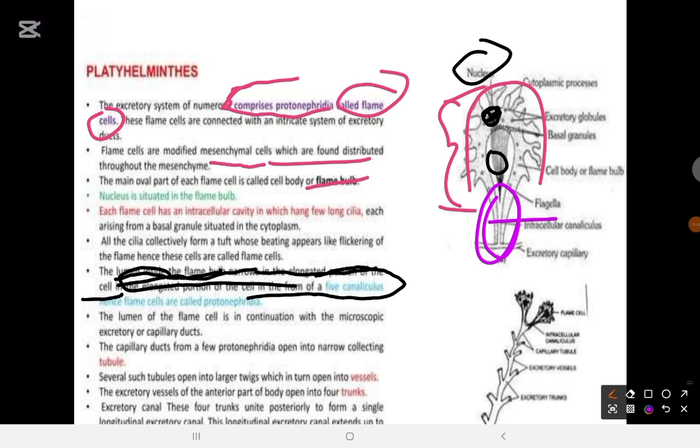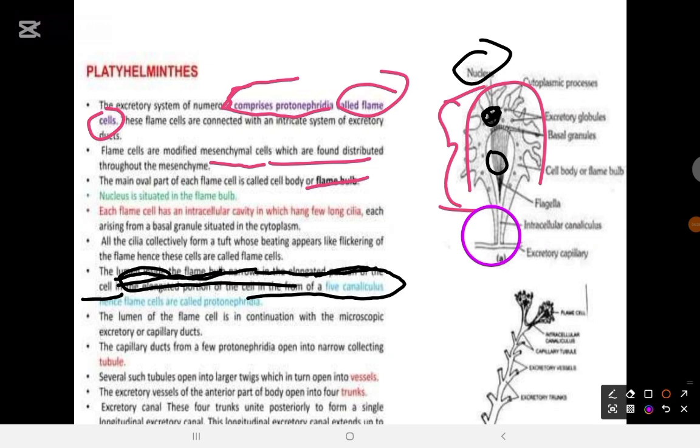So that's why they are called protonephridia. Now, this lumen of the flame cell is in continuation with the microscopic excretory or capillary ducts, and the capillary ducts from a few protonephridia open into a narrow collecting tubule. So this is the collecting tubule here.